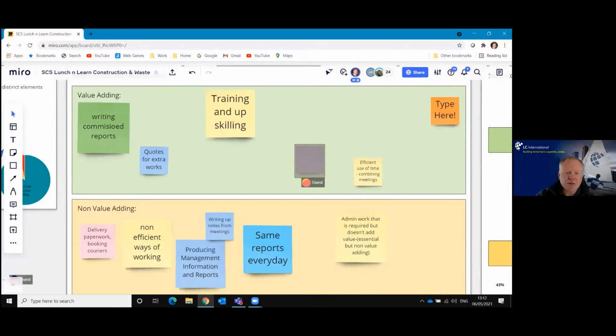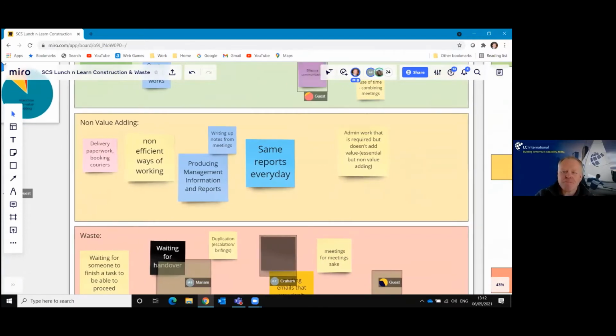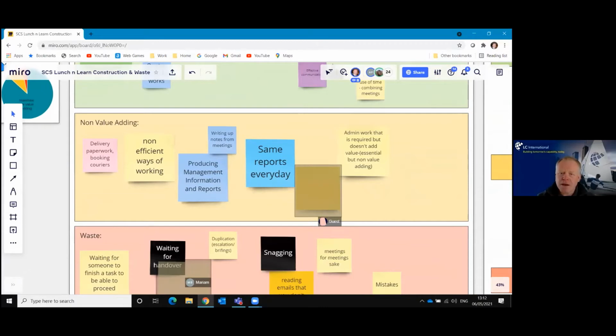So let's start looking at some of the non-value-adding activities you've got in there. Same reports every day. So when I look at reports, I tend to think about, what's the report for? What's our focus within our business? Is it looking back and seeing what has happened, or is it looking forward to challenge what we need to do differently? So if that report is helping us to challenge that thinking of looking forward, there's some value in there. However, we need to ensure that we're taking action.